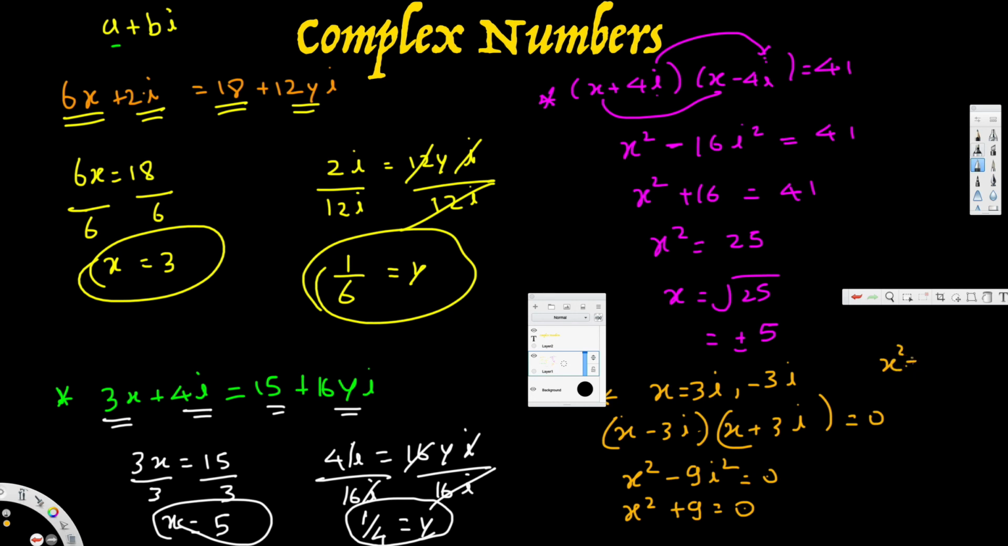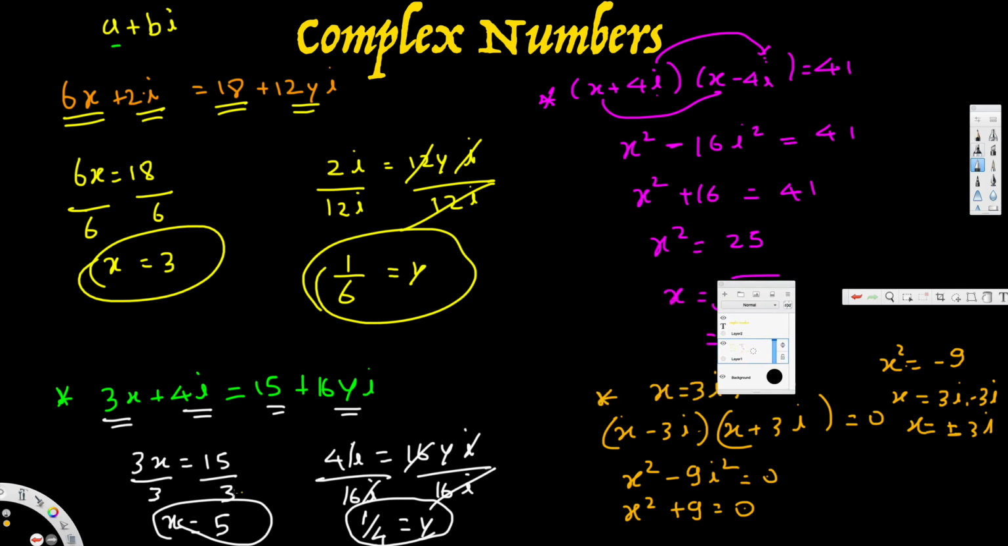Therefore we will get x square is equal to -9. X square is equal to -9, so x is going to be equal to what? 3i or -3i. Or we can just write it as plus or minus 3i. Right, now that's it for this one. Now let's look at the final one.